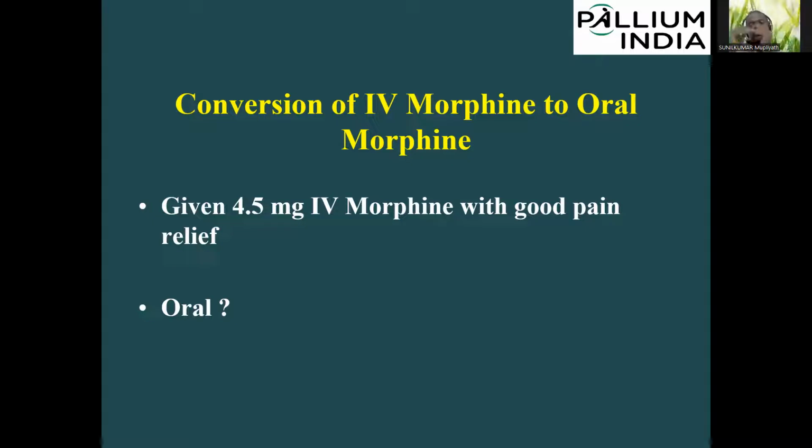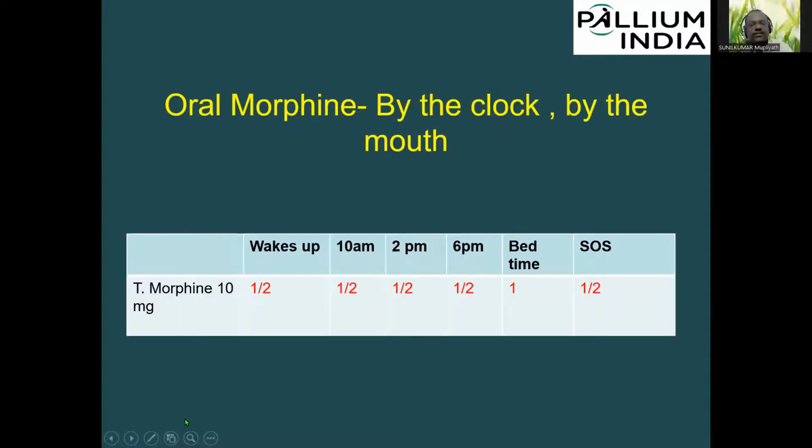So how many times do we need to give oral morphine? Four to six hours. It is round the clock, every 4 hours. Four times, yeah. And additional for breakthrough pain. Yes, that's correct. So you have to give morphine every 4 hourly. So this is how you will give morphine for this patient.